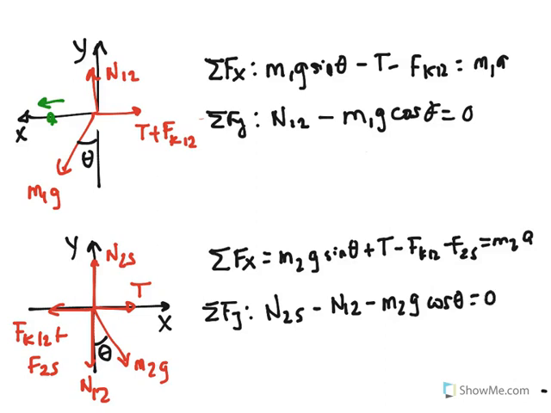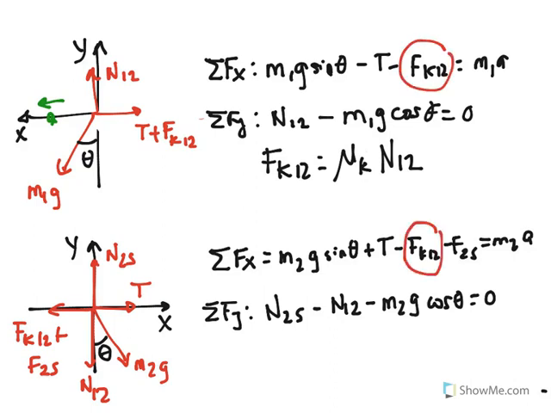Let's just remember that the friction 1, 2 is going to be equal to the coefficient of kinetic friction times the normal 1, 2. That applies in this case and in this case. While the kinetic friction between block 2 and the surface is equal to the kinetic friction coefficient times normal 2 with the surface. This applies only for this friction.